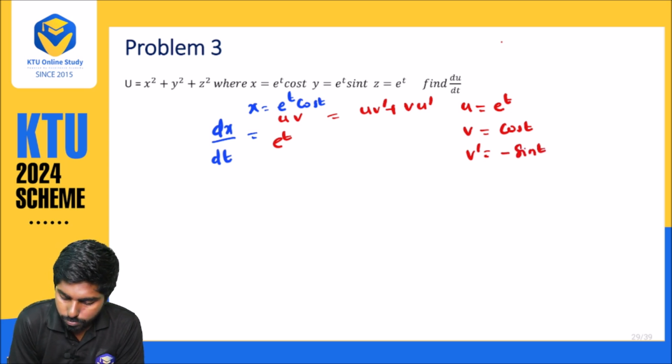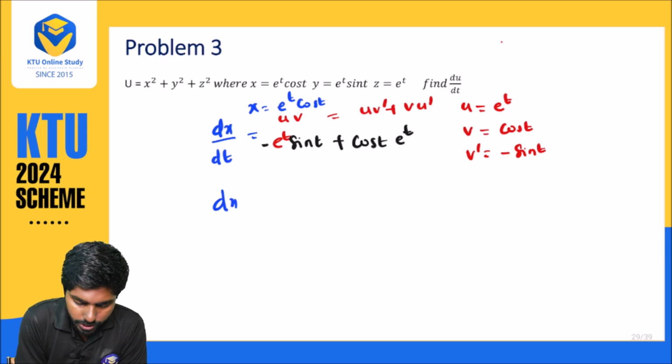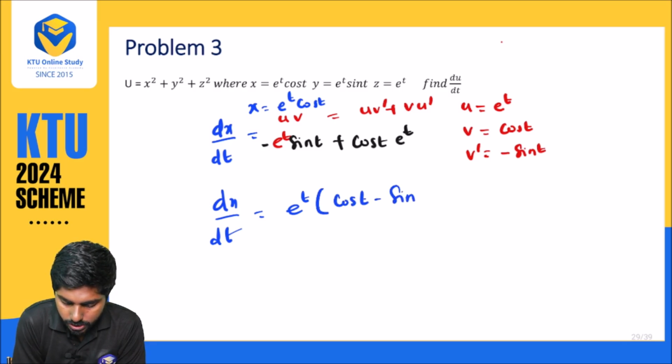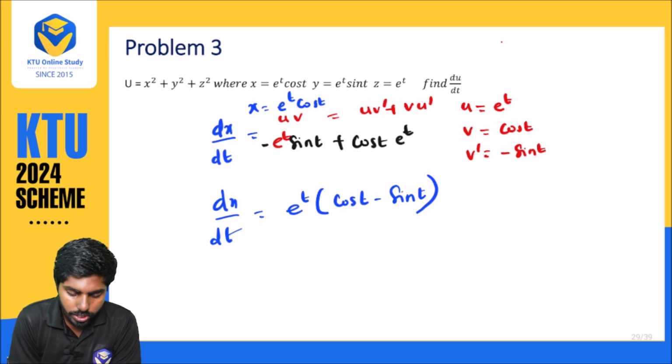So it will become e power of t into minus sin t plus, what is v? v is equal to cos t, and u dash is e power of t. So what are we getting? We are getting dx by dt equal to e power of t common, so it is cos t minus sin t. Similarly, we also want to identify dy by dt.